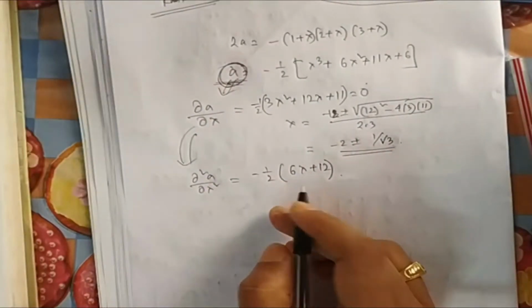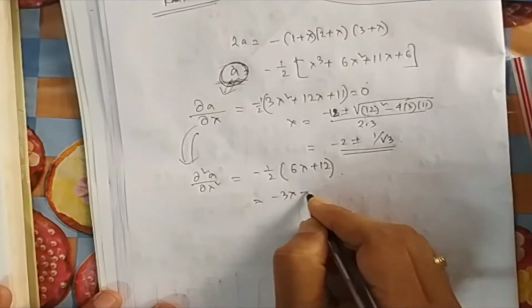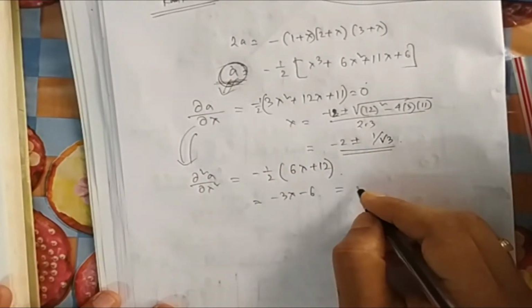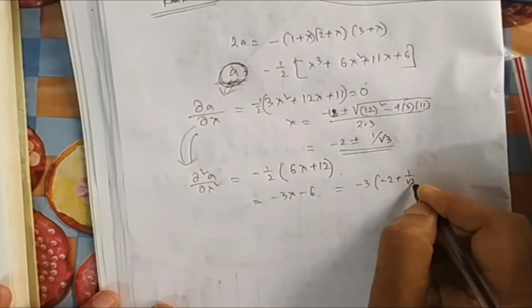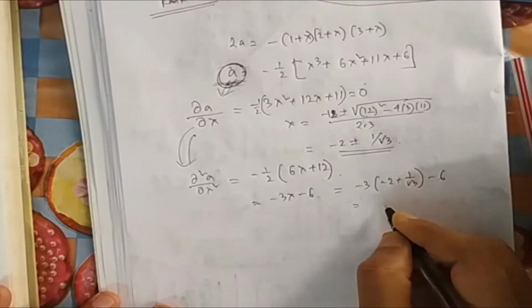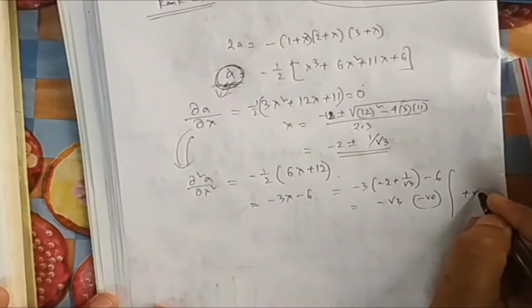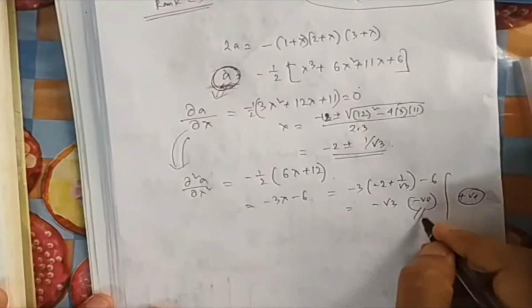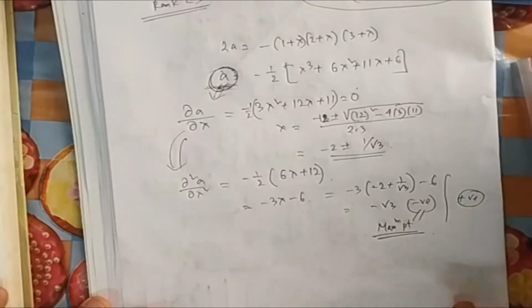If you put the plus 1, minus 3 lambda minus 6. If you put the plus 1, minus 3, minus 2 plus 1 by root 3 minus 6, so it will be minus root 3, negative. And if you put the other one, it will be positive. So for maxima, we need the negative. So this means it is the maximum point. Now we got the maximum point.